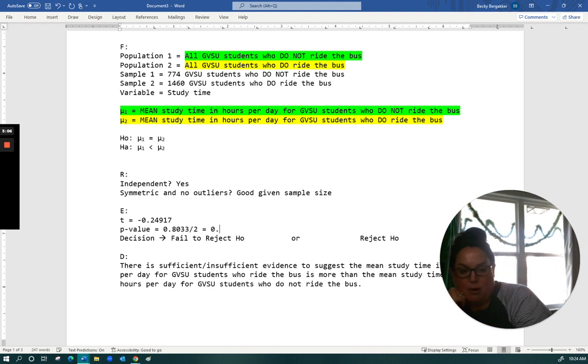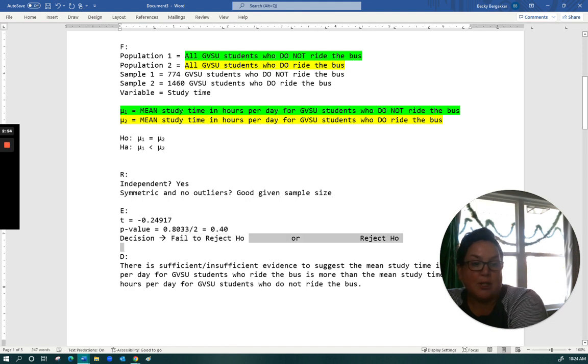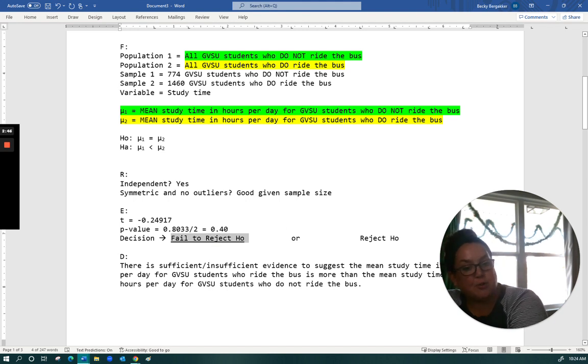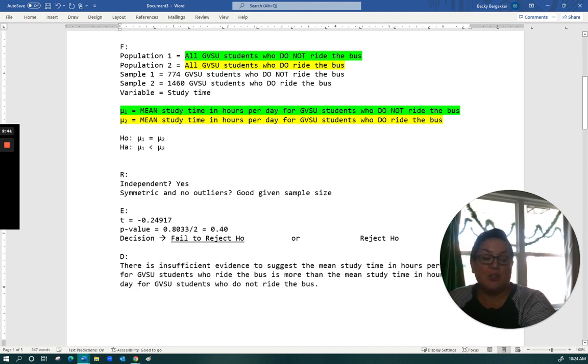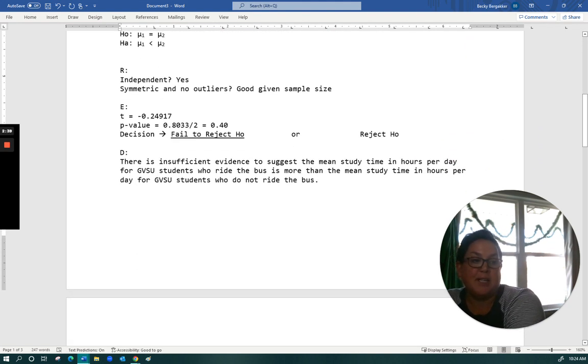And so here I would have a p-value of 0.40. Let's just leave it at that. That's good enough. So that's the p-value. With that p-value, it is large, and so we're going to fail to reject the null because that p-value is large. So when you fail to reject, what type of evidence do you have? Yes, insufficient evidence to suggest the mean study time.